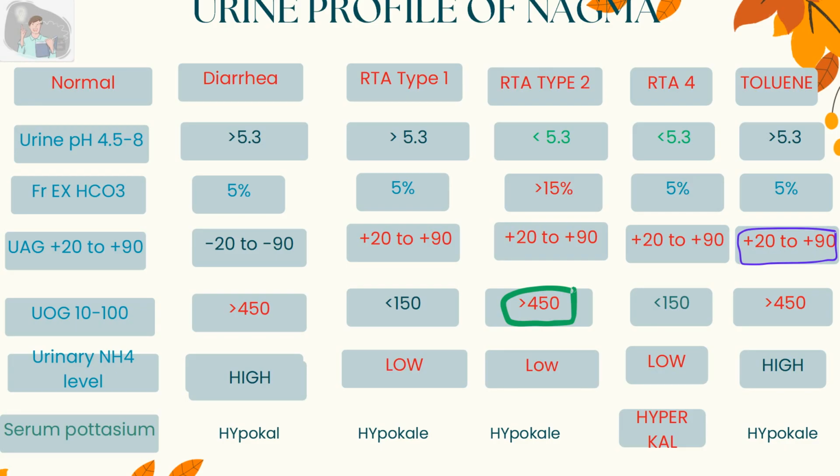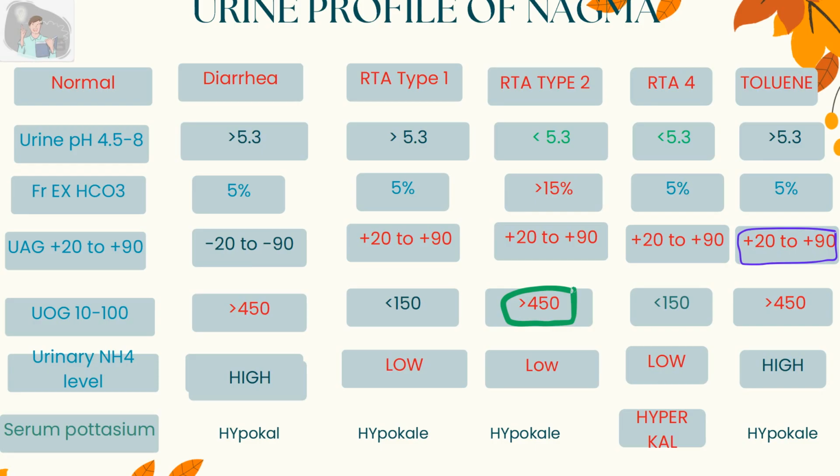So why does RTA type 2 have a widened urinary osmolar gap? That is because the primary defect in RTA type 2 is a PCT defect of inability to reabsorb the glomerularly filtered bicarbonate. Therefore, you have an osmotically contributing factor, bicarbonate, in the urine, which is picked up by the measurement and not used in the calculation. Thus, you have a widened urinary osmolar gap in RTA type 2.